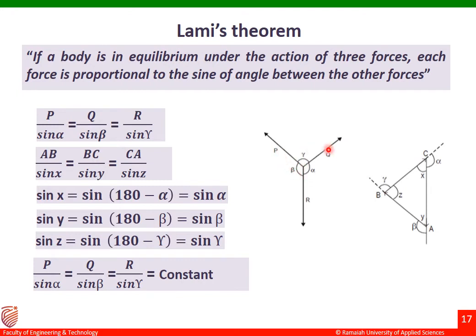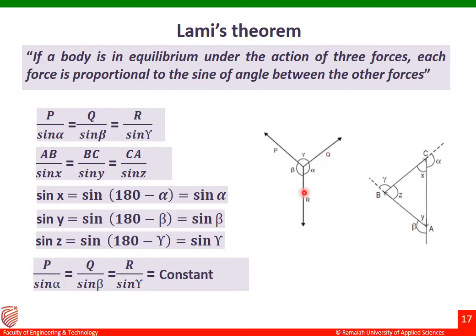It is gamma, P and R it is beta, and then Q and R it is alpha. So alpha, beta, and gamma are the angles made by the two forces. So let us go back to Lami's theorem. If a body is in equilibrium under the action of three forces, then each force is proportional to the sine of the angle made by the other two forces.